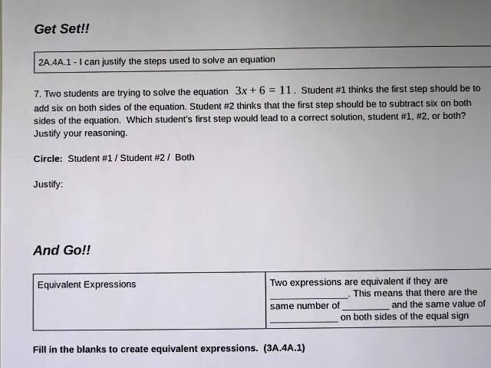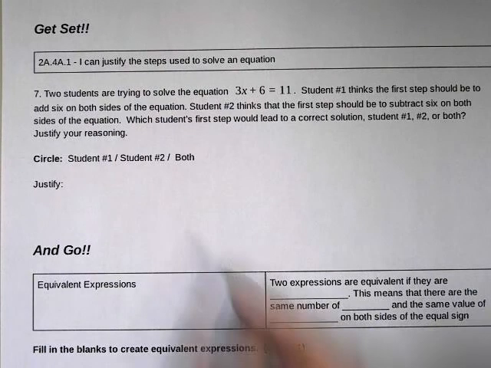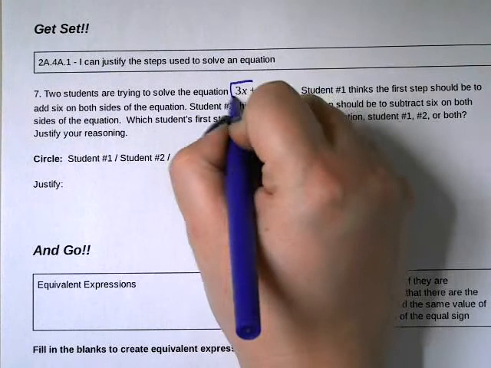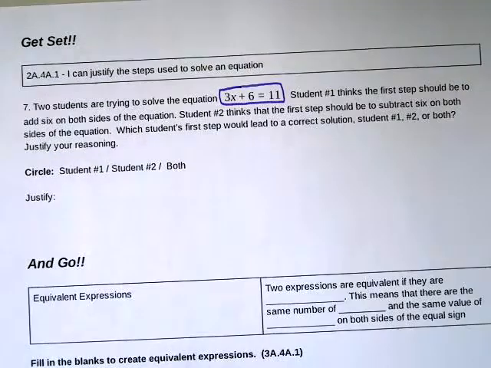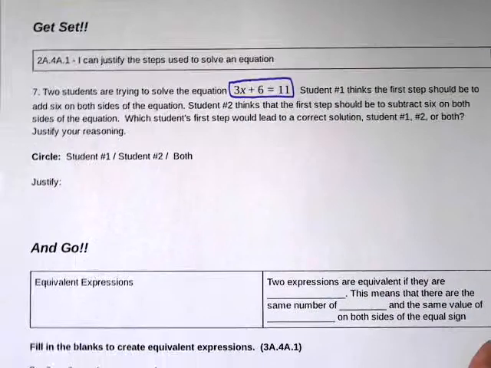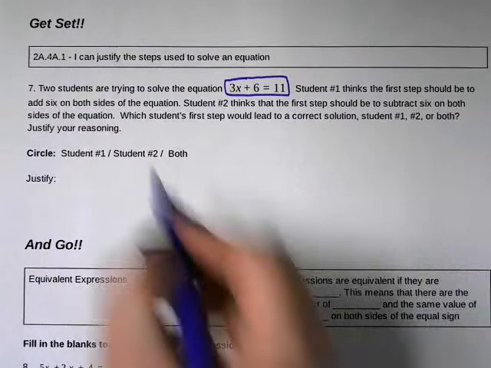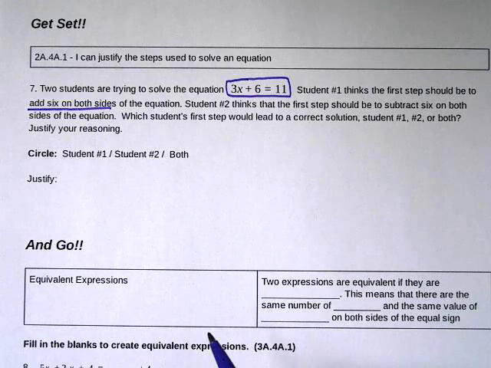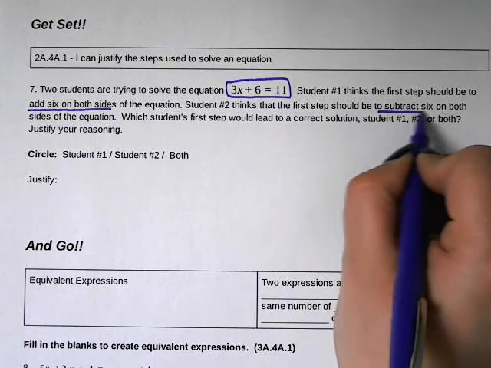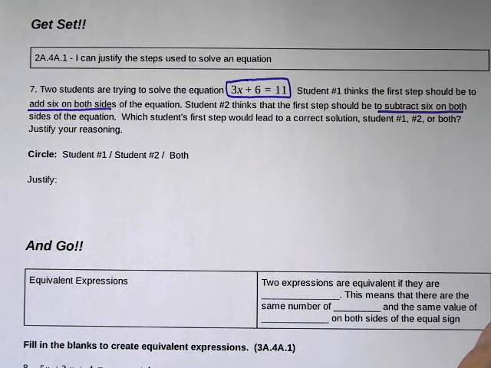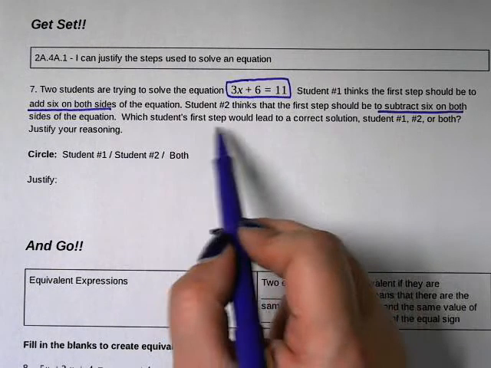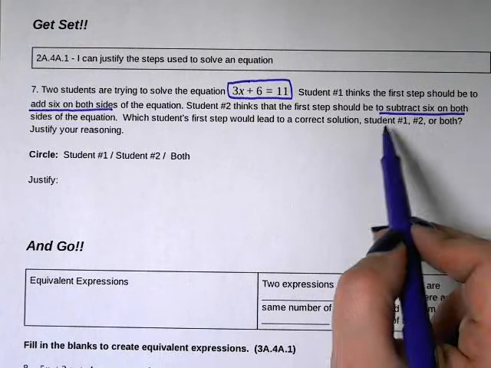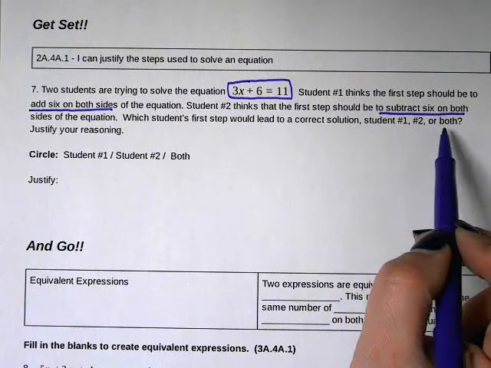All right, so moving on here, we've got two students trying to solve the equation 3x plus 6 equals 11. So we're trying to solve this equation right here. Student 1 thinks the first step should be to add 6 on both sides of the equation. Student 2 thinks that the first step should be to subtract 6 on both sides of the equation. Which student's first step would lead to a correct solution? Student 1, student 2, or both?